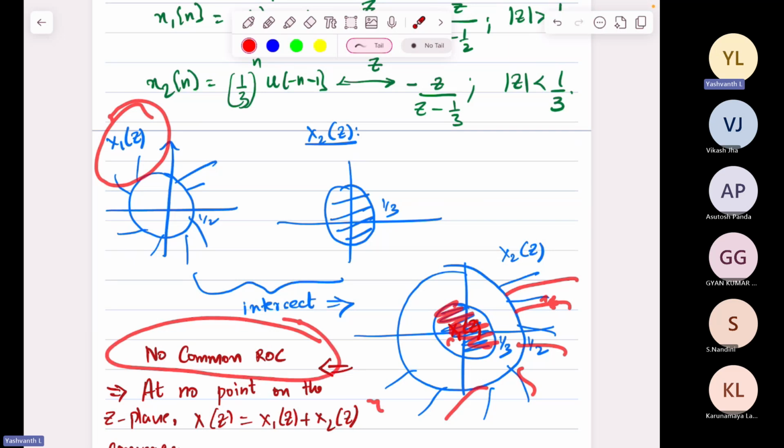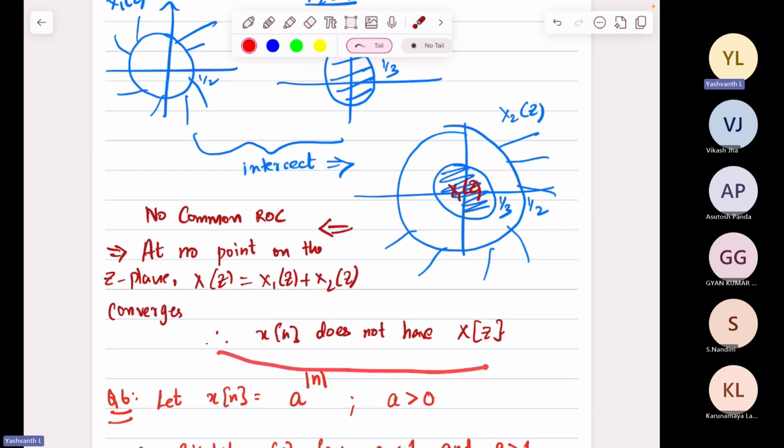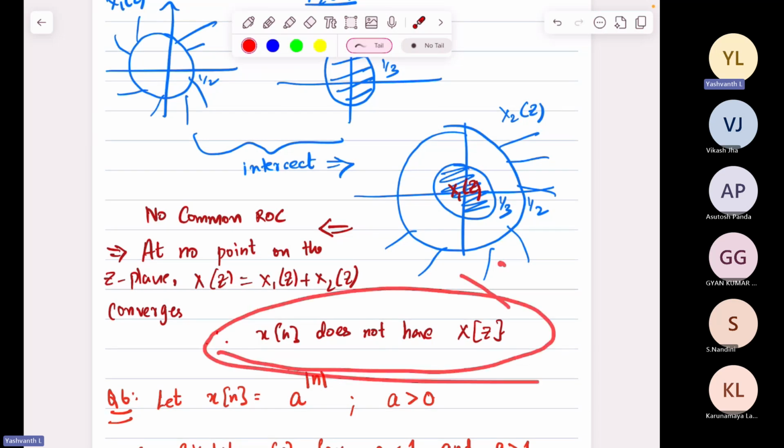Therefore, if there is no common ROC, that means there is no region of convergence at all. That means for no value of z will the z transform exist. Everywhere it will diverge to infinity. Therefore, this particular x of n will not have a z transform. Is it clear?